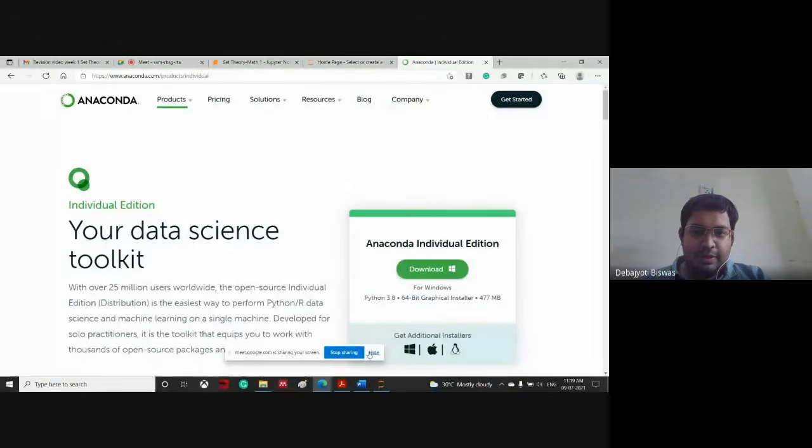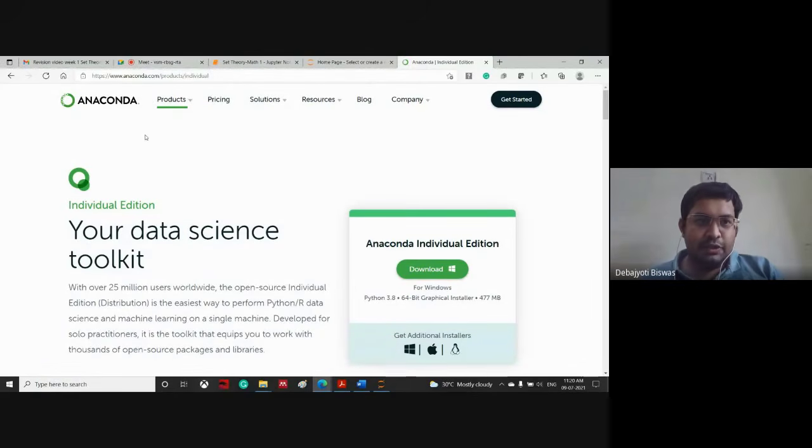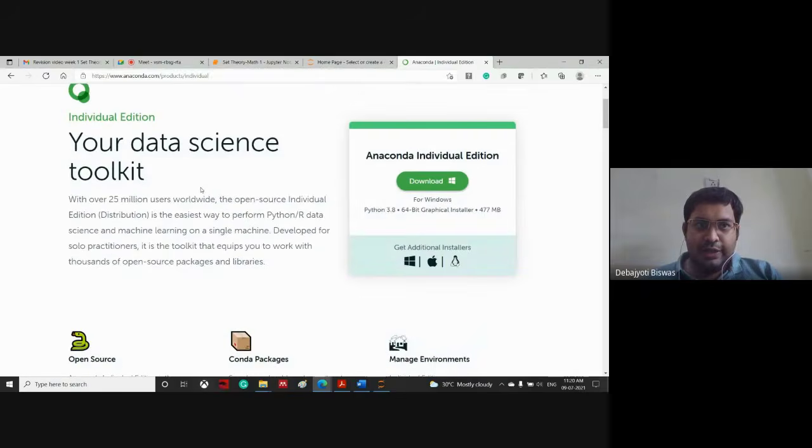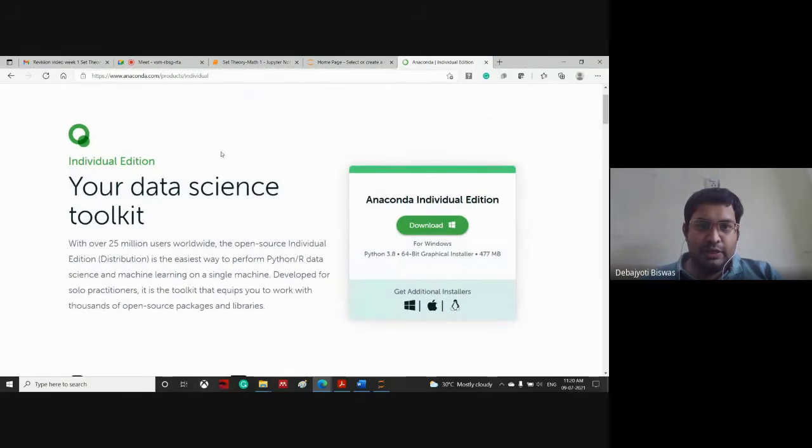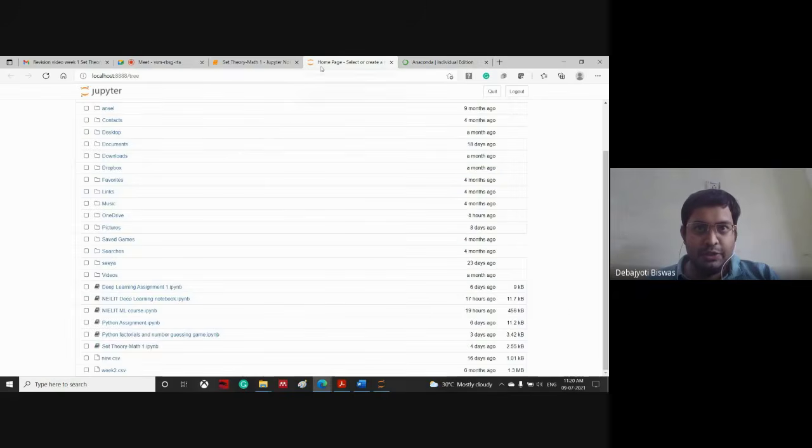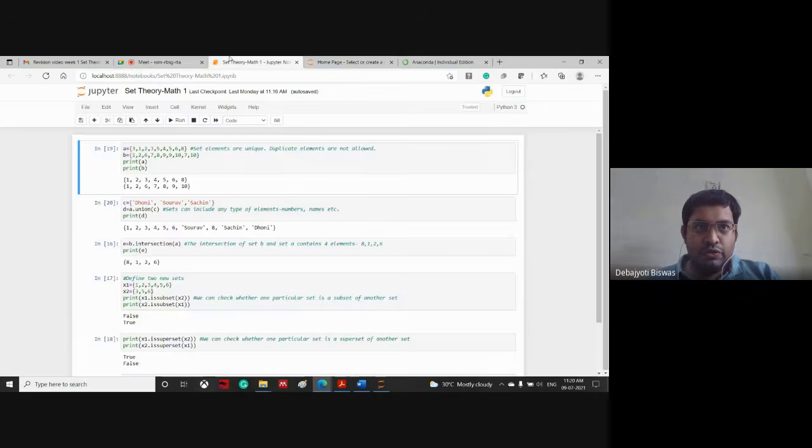I'll just show my screen once. So I think the screen is visible. We will be using the application called Anaconda. You can download it from this website. It is an open source software. When you download the Anaconda package, there is a thing which comes up called Jupyter Notebook. This is how the Jupyter Notebook looks, and we are using Python 3 here.